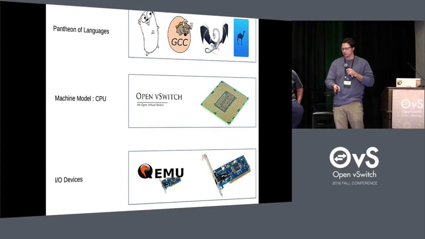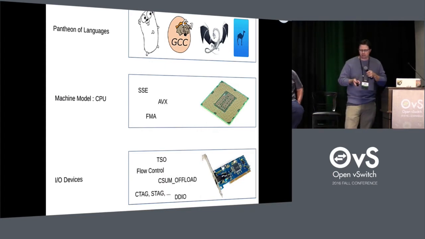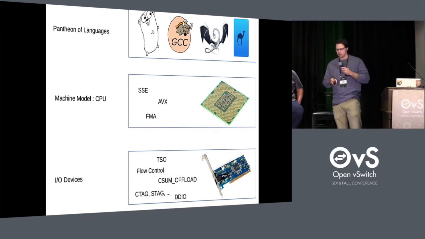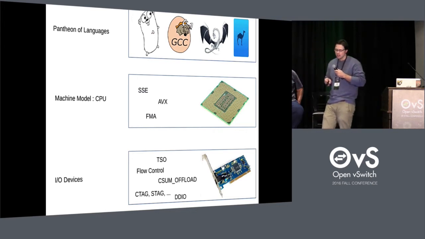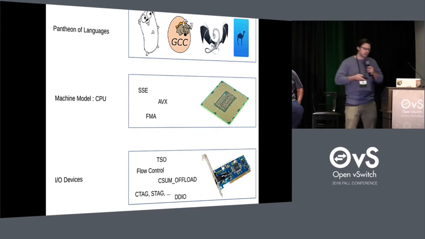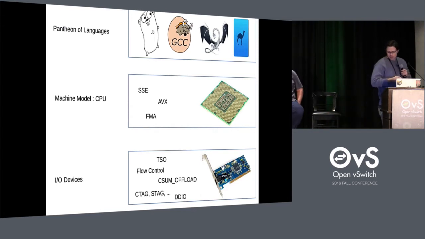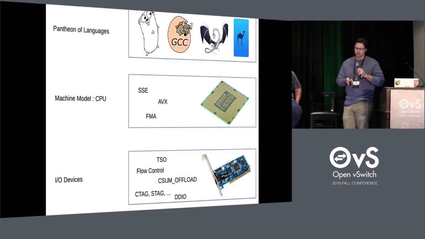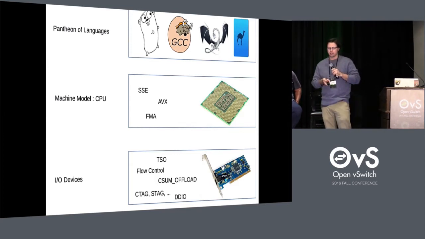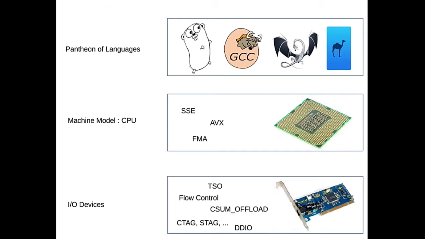And when we started, your NICs did basic stuff, right? They did TSO, flow control, checksum offloading, C tags, S tags, maybe DDIO if you got a good chipset. Intel guy speaking. So that's kind of where we started, I think, 2-3 years ago when we started taking this on. And then on the CPU side, you have a set of instructions, your SSE, AVX, FMA, these advanced instruction sets.